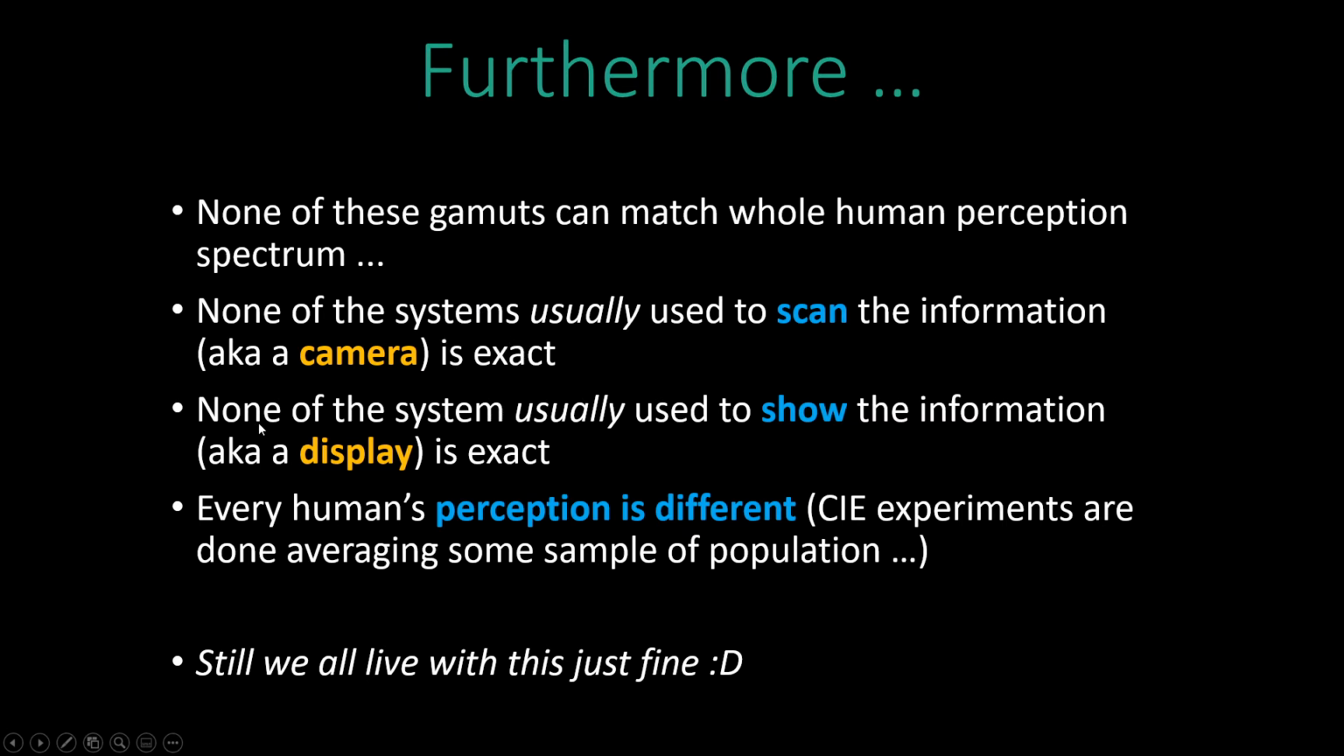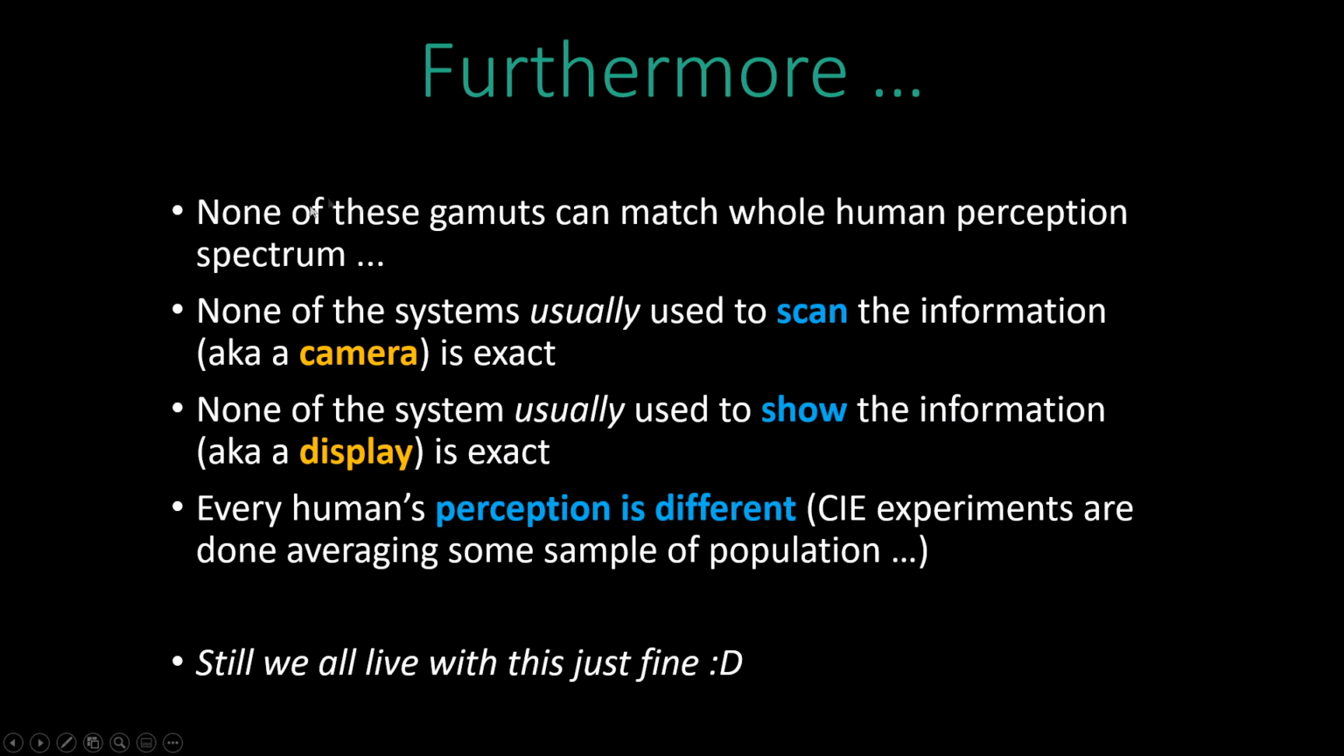Third point: none of the systems we use to show this information, so any displays, is actually exact. Or they are not even standardized with each other, right? Even one screen to another screen can be a problem. Say you work on a slide on one screen and then move those slides to a presentation somewhere where it is projected from a projector. Again, the settings will be different, so the perceived information is lost again.